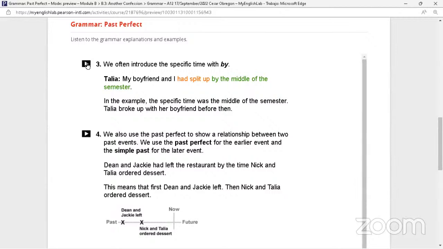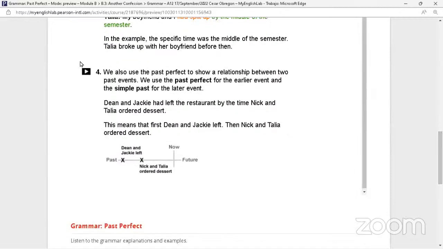So check it out. We often introduce the specific time with by. My boyfriend and I had split up, nos habíamos separado, by the middle of the semester. By es como decir en el medio del semestre o por el medio del semestre. Okay? You introduce the specific time using by. Perfect. Okay? Let's talk about number 4.